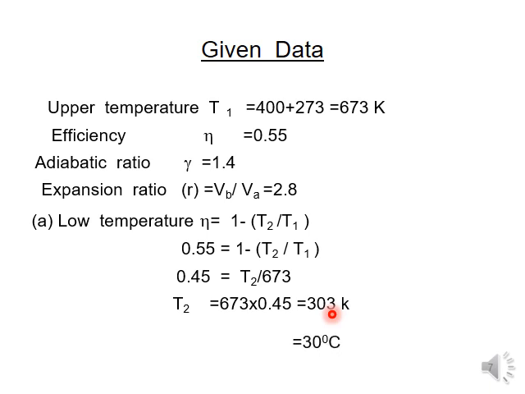Next, if you want to convert into degree centigrade, simply subtract 273 from 303 and we will get the answer in terms of degree centigrade. So 303 minus 273 is equal to 30 degrees centigrade. So the low temperature or the minimum temperature for the Carnot cycle is 30 degrees centigrade.